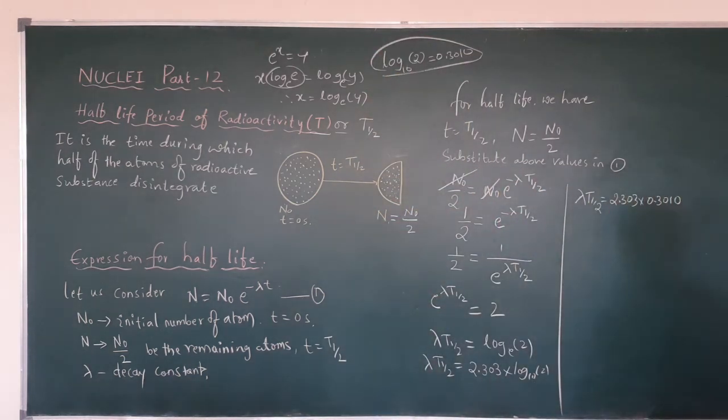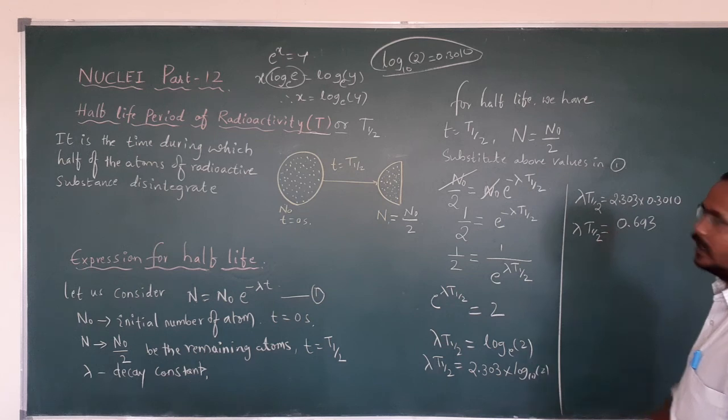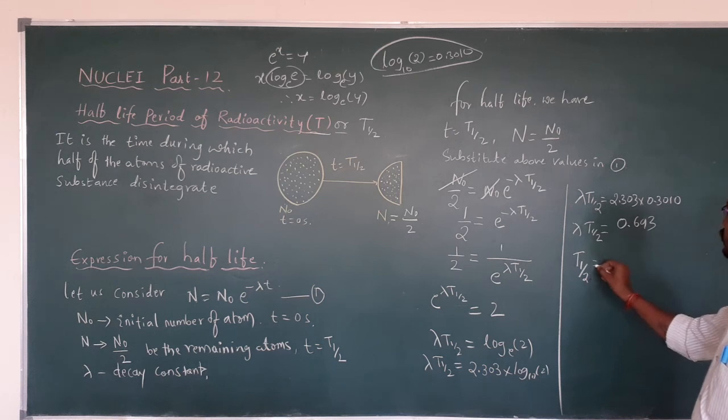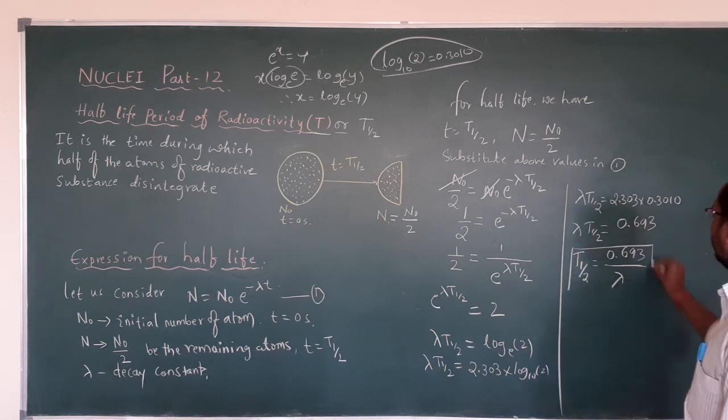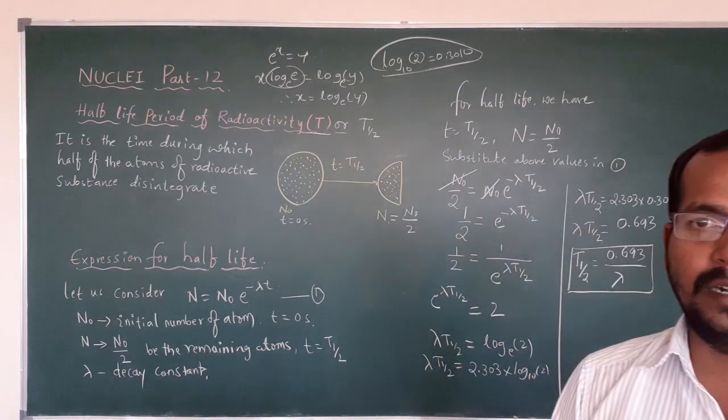Next, multiply these two. When you multiply, you will get 0.693. So lambda into T half is 0.693. Now you want the expression in terms of T half. Therefore T half is equal to 0.693 upon lambda. So this is the expression for the half-life period. Thank you.